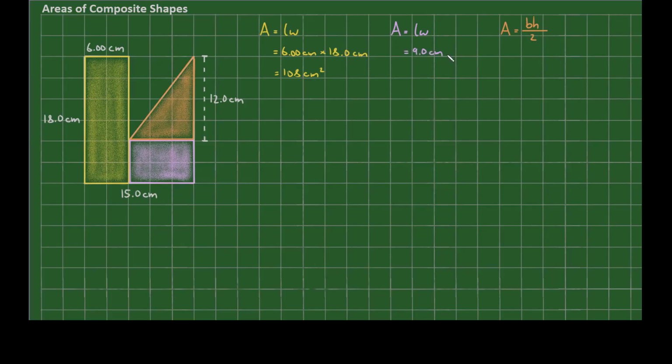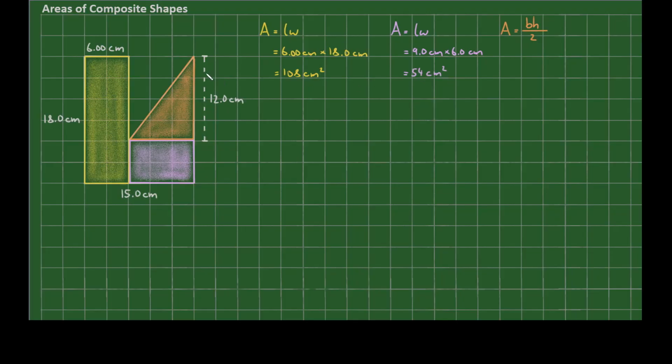How wide is the purple rectangle? The width of the entire shape is 18 centimeters, but 12 of those centimeters belong to the orange triangle, which means the width of the purple rectangle is 18 minus 12, and that is 6 centimeters. This means that the area of the purple rectangle is 54 square centimeters.